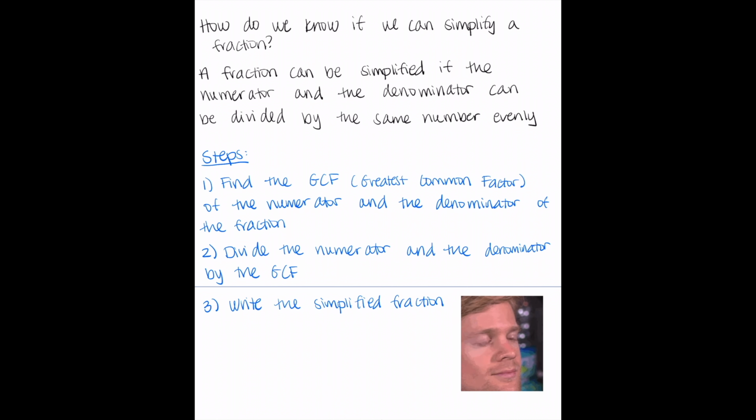So for our steps, first we're going to find the GCF, our greatest common factor, of the numerator and the denominator. We're going to divide the numerator and the denominator by the greatest common factor, and then we're going to write our simplified fraction. And I'm sure that for those of you who don't have familiarity with the greatest common factor, these steps are probably very confusing at this point, but we're going to go through and practice this topic through a few examples, so it'll definitely start making some more sense.